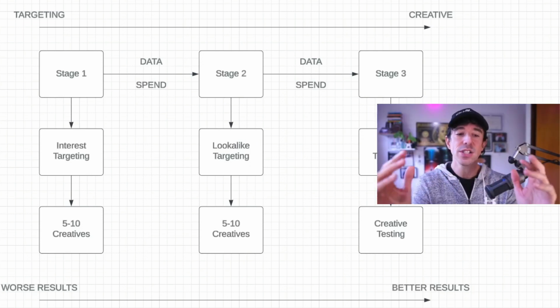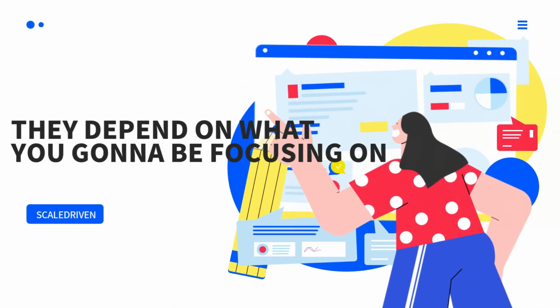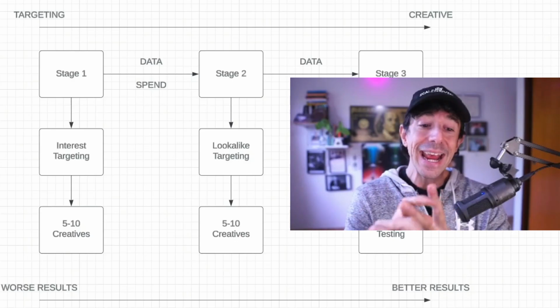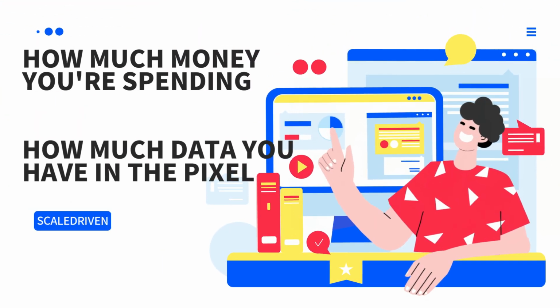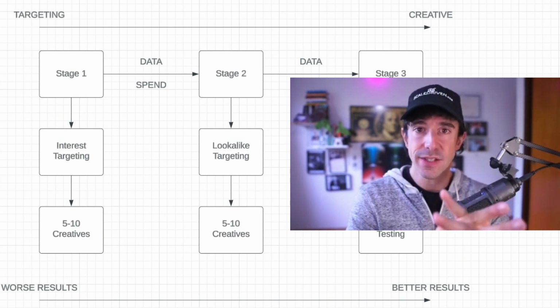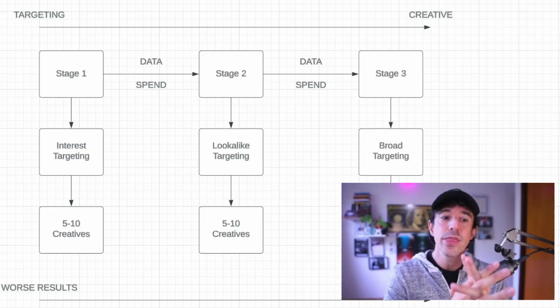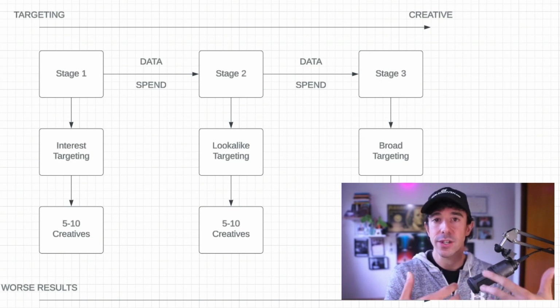Now, the 3 stages of a campaign depend on what you're going to be focusing on, all right? And most importantly, how much money you're spending and how much data you have in the pixel. Because the data that you have in the pixel means a lot. And the more data you have in the pixel, the more of a successful campaign you can run.